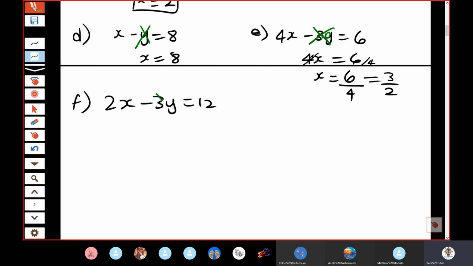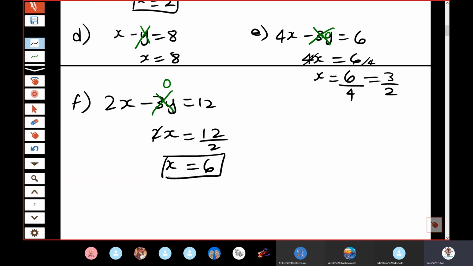3y, that's gone. 0. What are you left with? 2x equals 12. At this stage, we want to get rid of the 2, because 2 times something equals 12. How do I get rid of the 2? You divide it, and as you divide it, what's 12 divided by 2? x is 6. Great work.